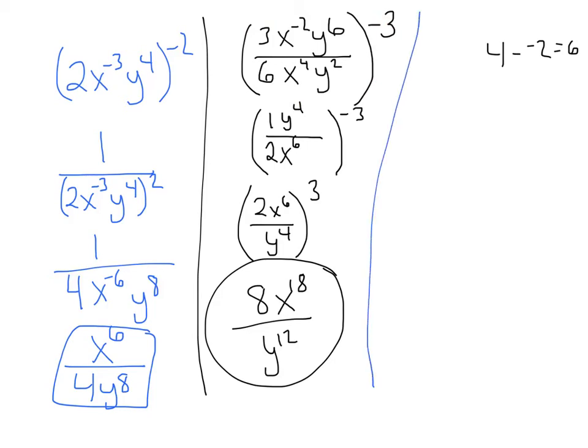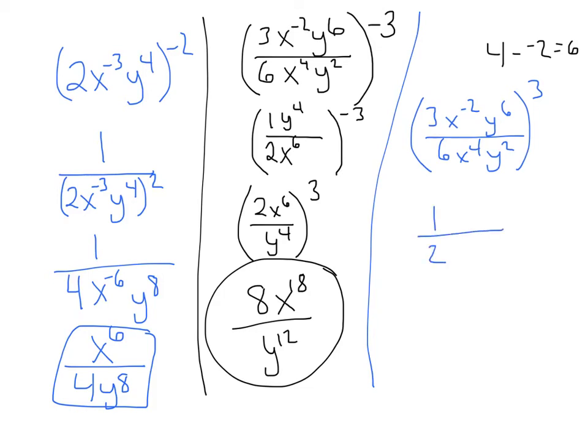Let's do that. So if we have just 3x to the negative second, y to the sixth, over 6x to the fourth, y squared, raised to the positive third. Well, once again, we can simplify inside. So I have my 1/2. Now I'm going to deal with my x's. I have x to the negative second over x to the fourth. Well, I'm going to take the larger exponent, which is 4, and subtract the smaller one, which is negative 2. So 4 minus negative 2 once again is 6. So I get x to the sixth down here. And then I have y to the sixth over y squared, which gives me y to the fourth. And that's all raised to the positive third.